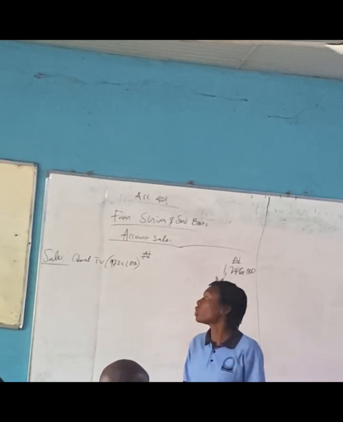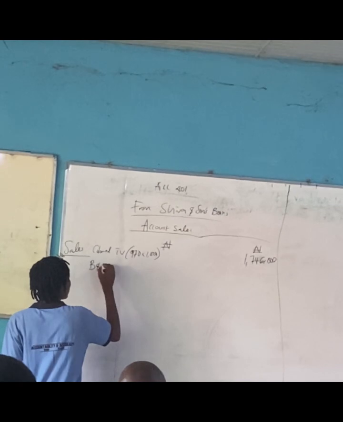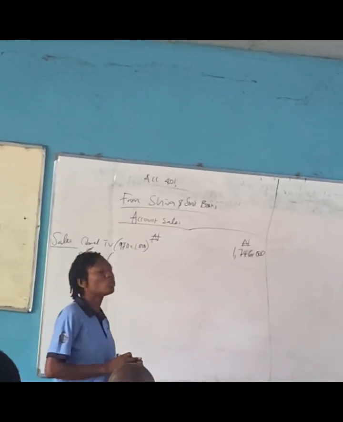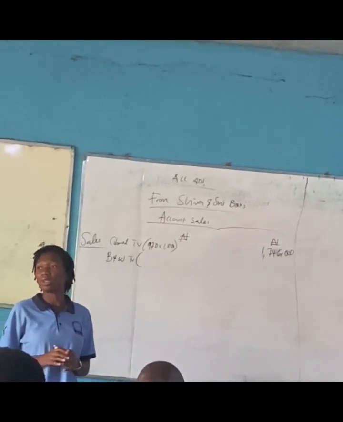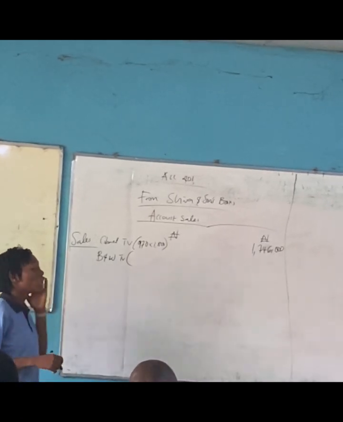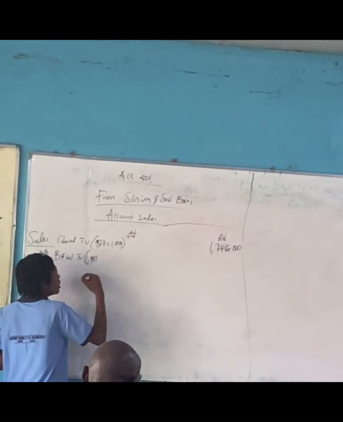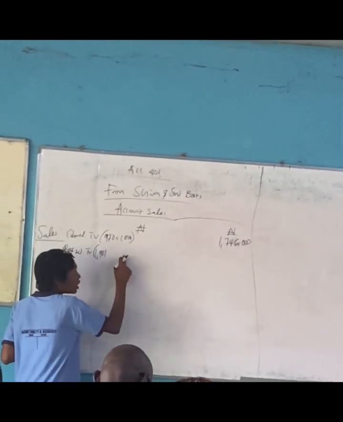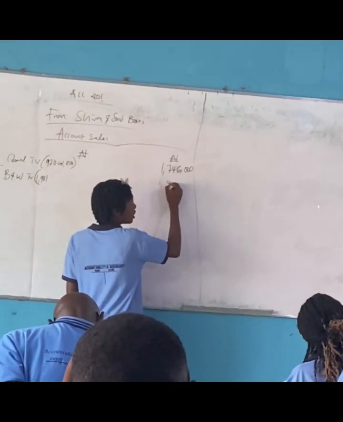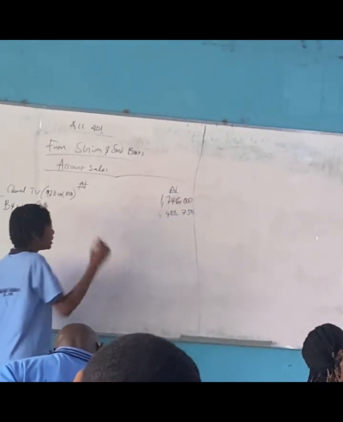The next one that was sold is black and white, right? Can I use B and W? Black and white TV. How many units were sold? That is 3,000. How many units were sold for black and white? 1,000. They also did not give us the price per unit, right? But they gave us the total value of how much? 1,000,000. This is our total value.